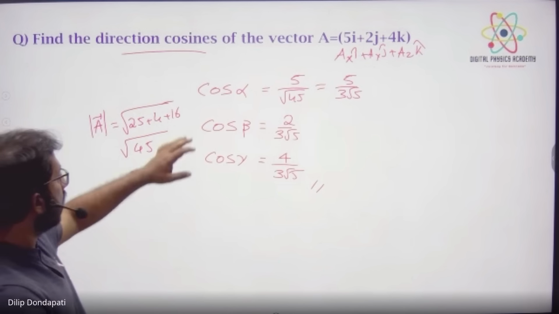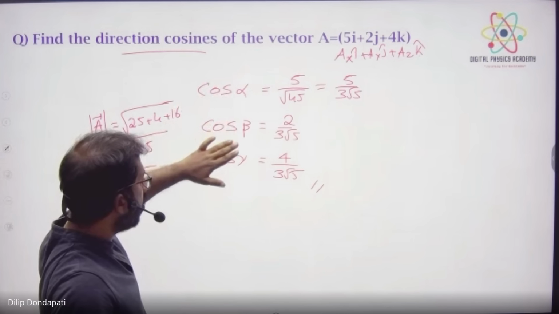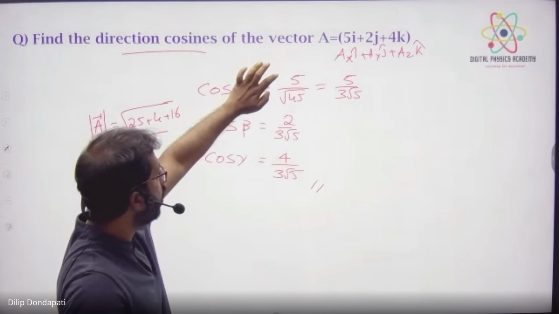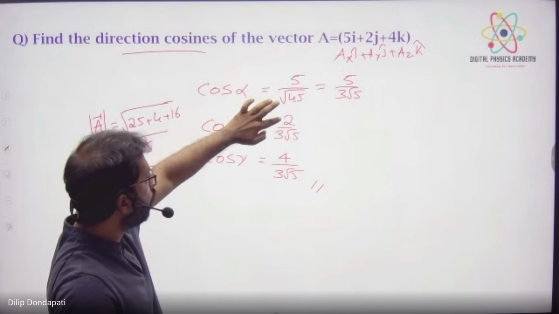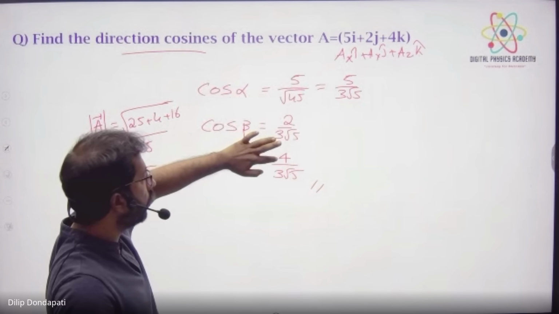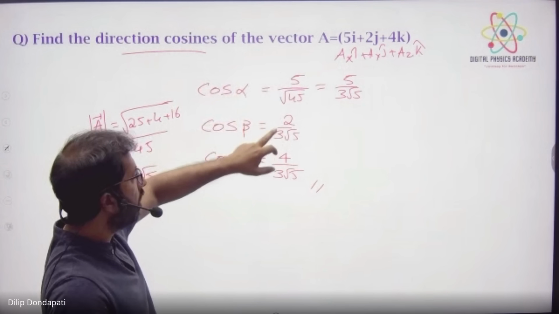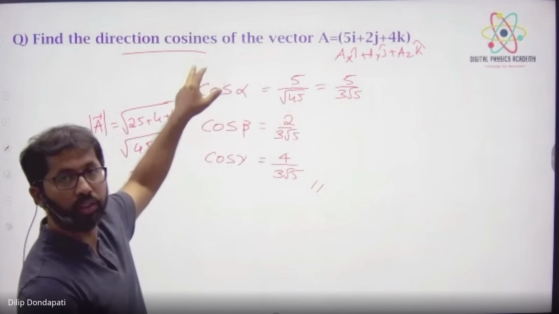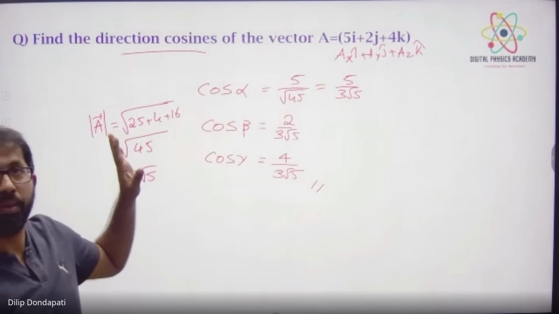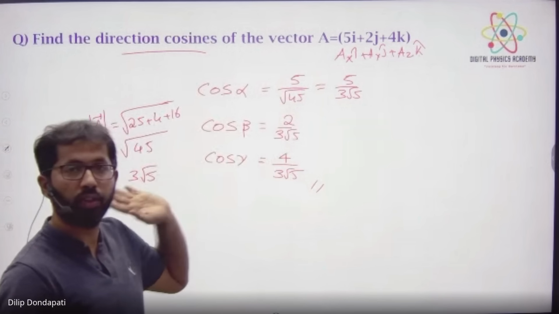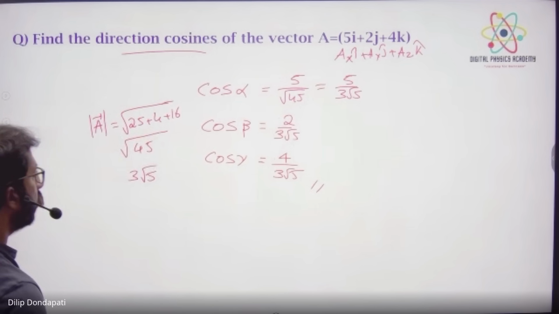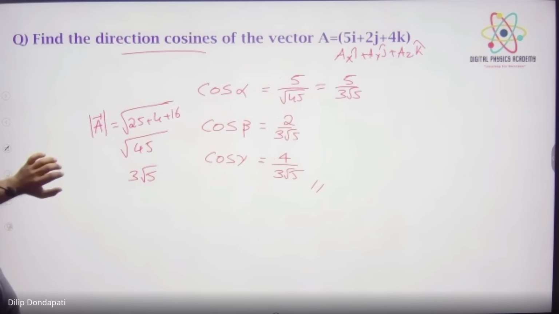If I take cos square alpha, cos square beta, cos square gamma and add them, here 25 plus 4 plus 16 is 45, so 45 by 45 is 1. So this is always satisfied: cos square alpha plus cos square beta plus cos square gamma is always 1. Short form I write down, no need of writing so much. Okay, done. Next one.